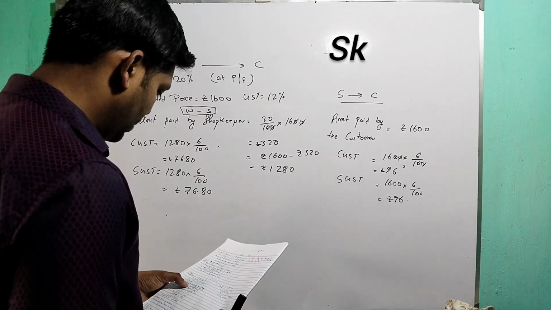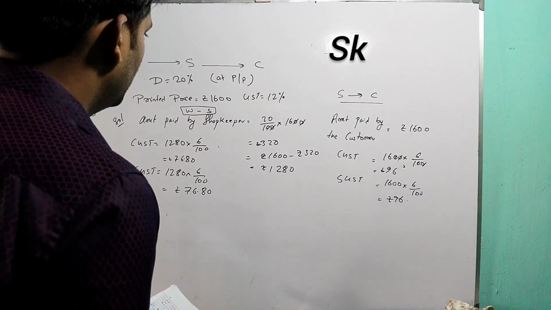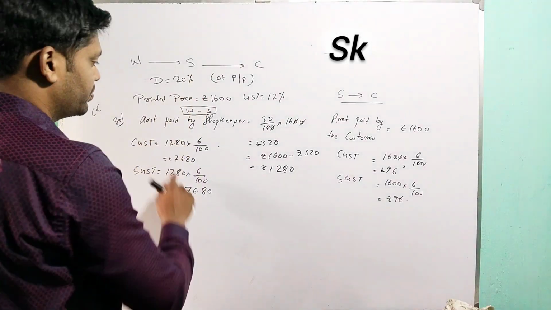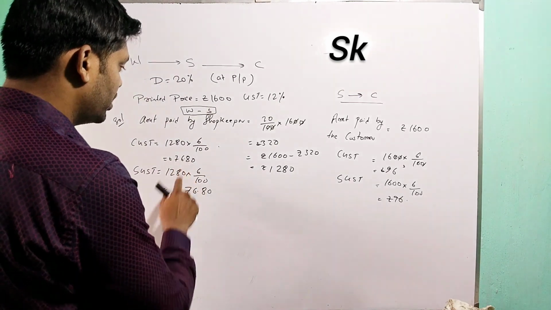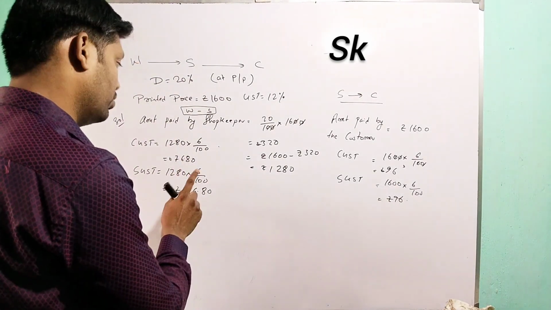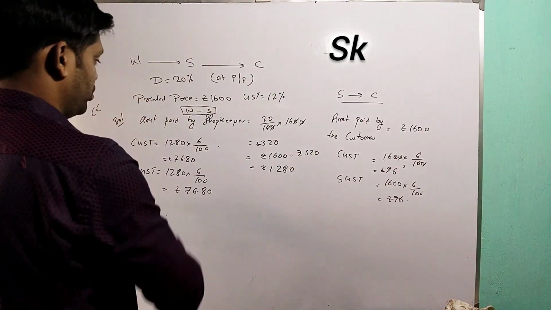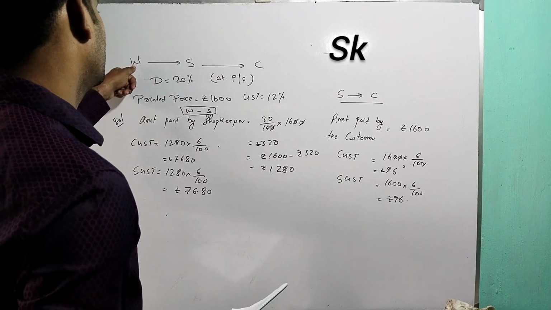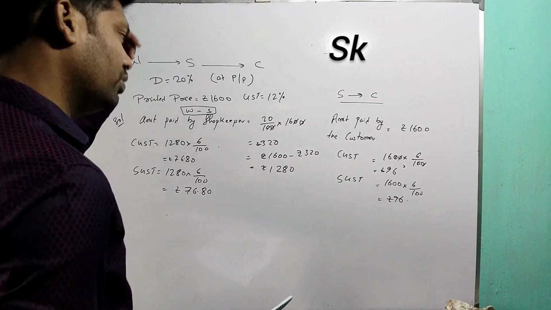GST paid by the shopkeeper to the central government. How much GST has the shopkeeper paid? The shopkeeper has paid rupees 76.80. Has he paid it to the central government? No. To the state government? No. To whom has he paid it? He has paid it to the wholesaler. He will pay something, which means indirectly he is paying.